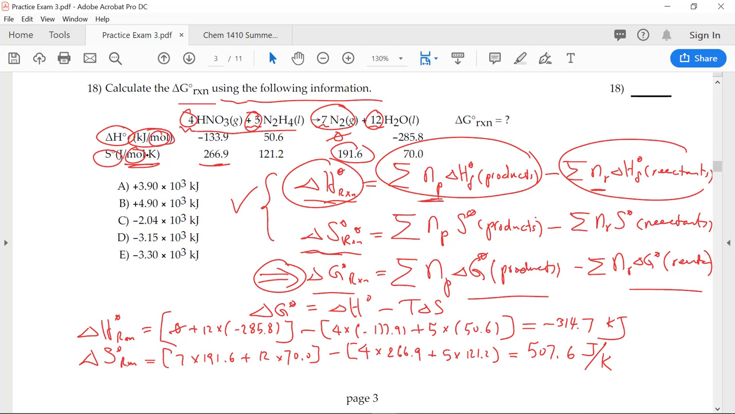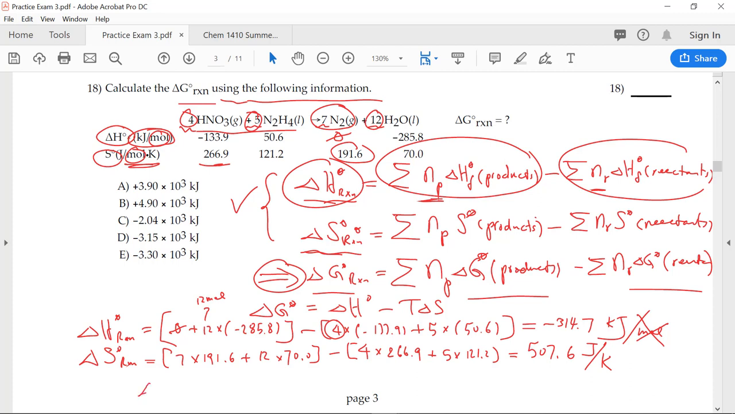Why is the mole missing? Because this 12 means it's actually 12 mole. So a 4 means 4 mole. So mole is actually canceled out already. That's why you do not see the mole, because mole is multiplied by the number of moles of the chemical coefficient.